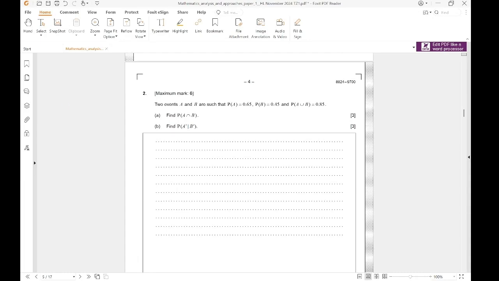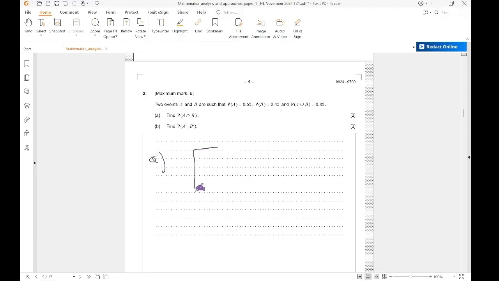Question number 2, and this one is based on probability. So two events A and B are such that P of A is equal to 0.65, the probability of B is 0.45, and the probability of A union B is 0.85.